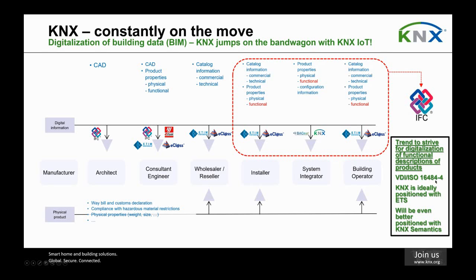There is a new standard. There's an EN standard which is being made today. That is the EN 17609. This will, for building automation, standardize functional descriptions of products. So KNX is ideally positioned of having a common manufacturer independent tool, the ETS. And if we provide semantics on top of that, we will be even better positioned in the building automation trade.